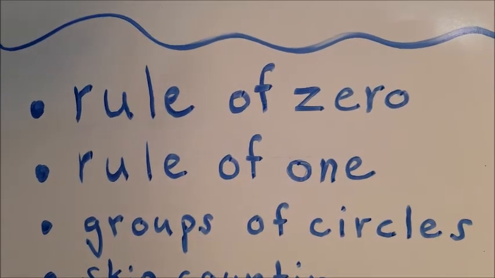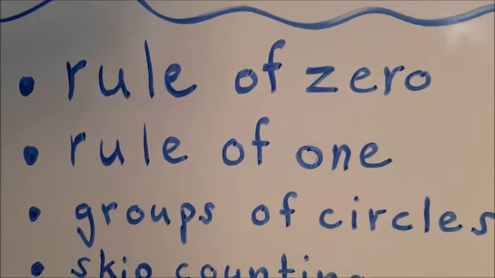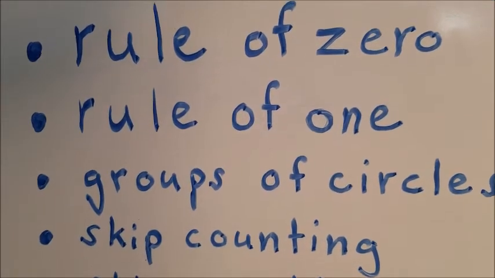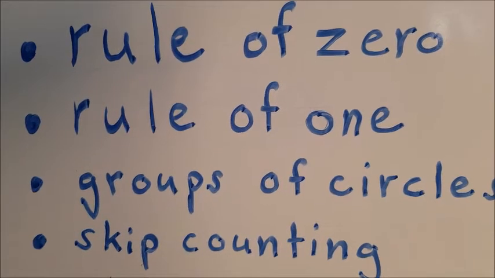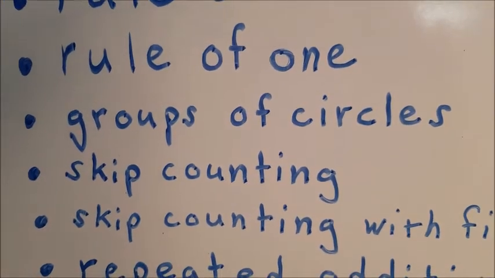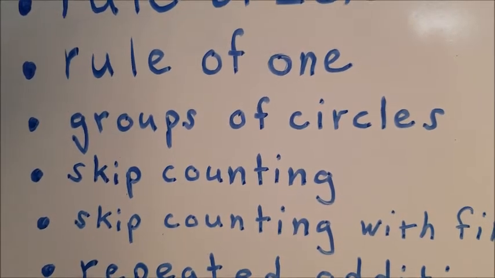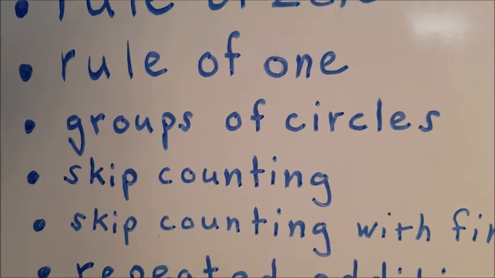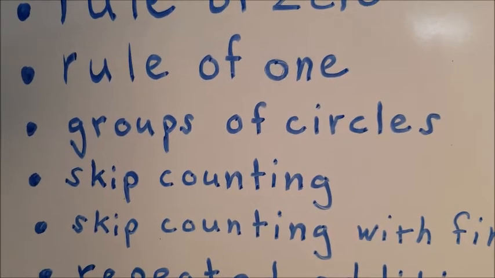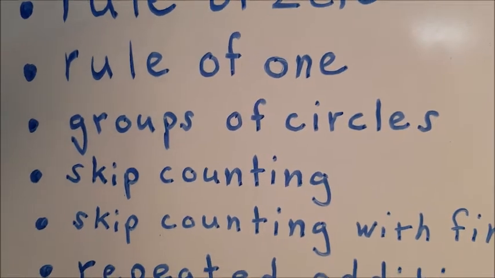Rule of zero. Any number times zero is zero. Rule of one. Any number times one is that number. Groups of circles. Well, if you have 4 times 5, that's like saying 4 groups of 5. So you make 4 circles with 5 in each and then just count them up.